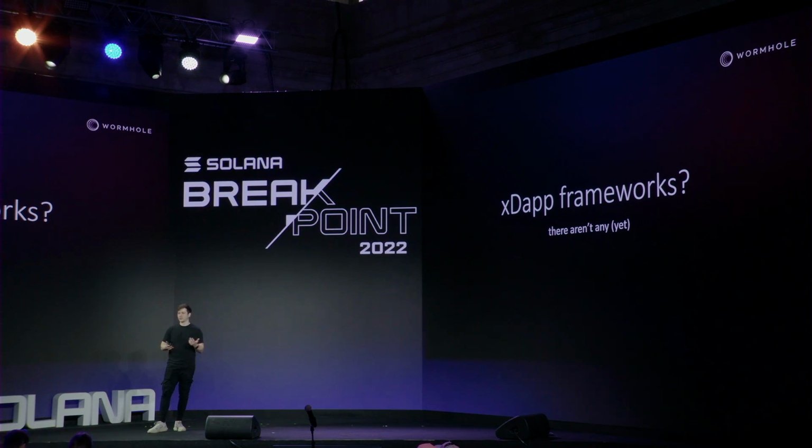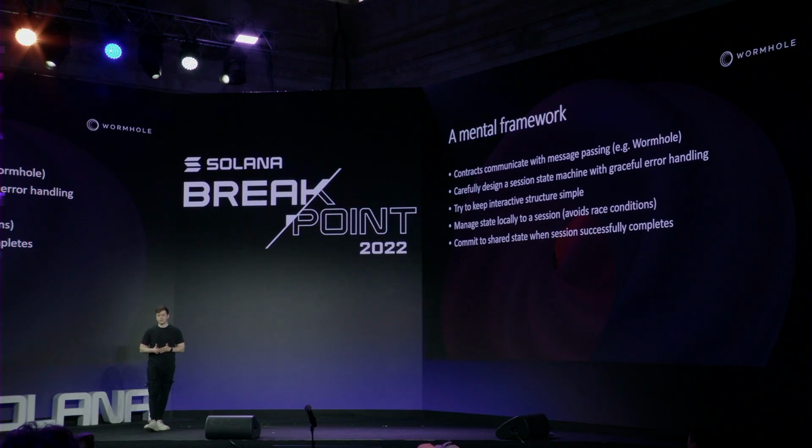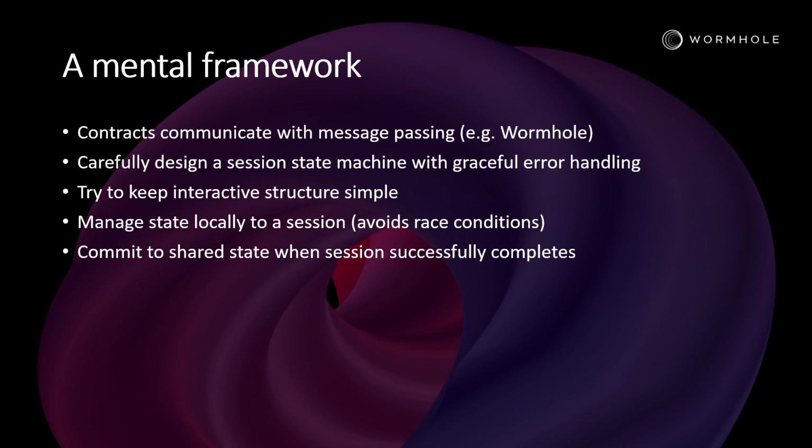But because it's very early days of cross-chain development, there aren't really any cross-chain xDapp frameworks yet. And so what I'd like to present now is not so much an actual tool or framework that you can use to write safe xDapps, but more of a mental framework for thinking about xDapps and thinking about resources in a cross-chain environment that is fundamentally concurrent, such that the concurrency can be handled in a principled and safe way. So here's a mental framework for a cross-chain architecture.